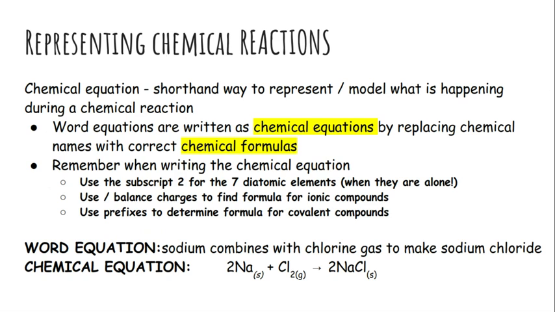So we use chemical equations to represent or model what's happening during a chemical reaction. In a chemical equation, we can either represent what's happening in words, or we can replace those words with the correct chemical formulas. If we are using chemical formulas, we have to remember our rules for writing correct chemical formulas. If it is an acid, we just have those written right on our periodic table. If it's a diatomic molecule, there are 7 of them that always come with the subscript of 2 when they're by themselves.